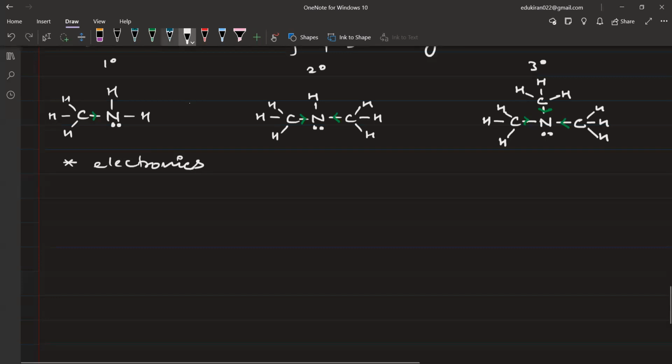Here we have nitrogen, and this nitrogen has to attack using this lone pair of electrons.